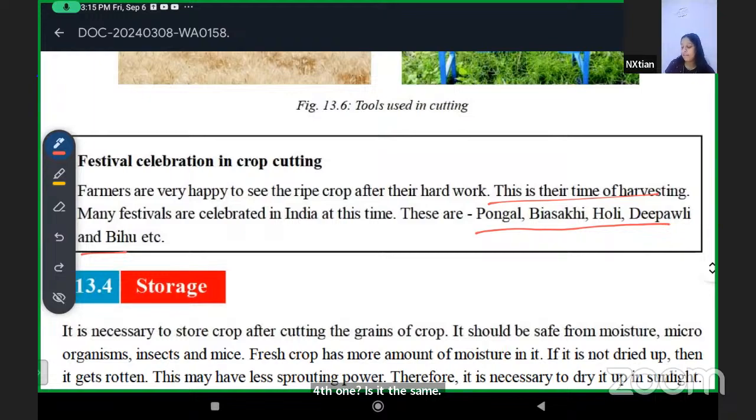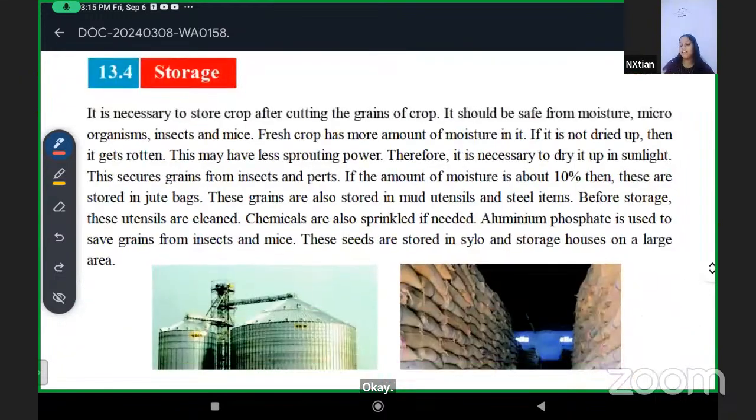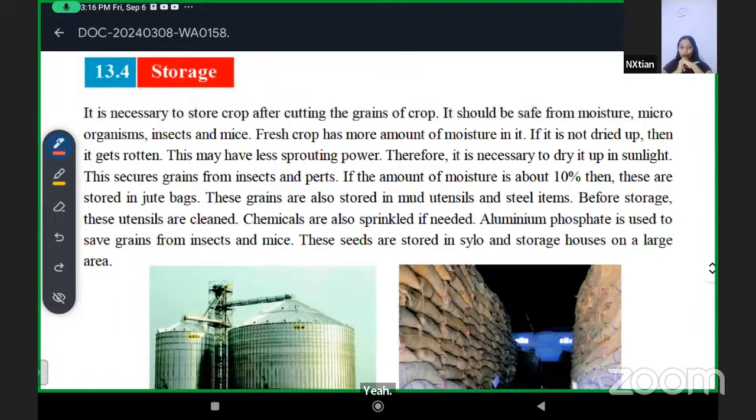Yeah. And then after we have cut the crops, we need to store them. So that is known as storage: storing the crops after they have been cut, after the harvesting takes place. It is necessary to store the crop after cutting the grains of the crop. It should be safe from moisture, microorganisms, insects, and mice.